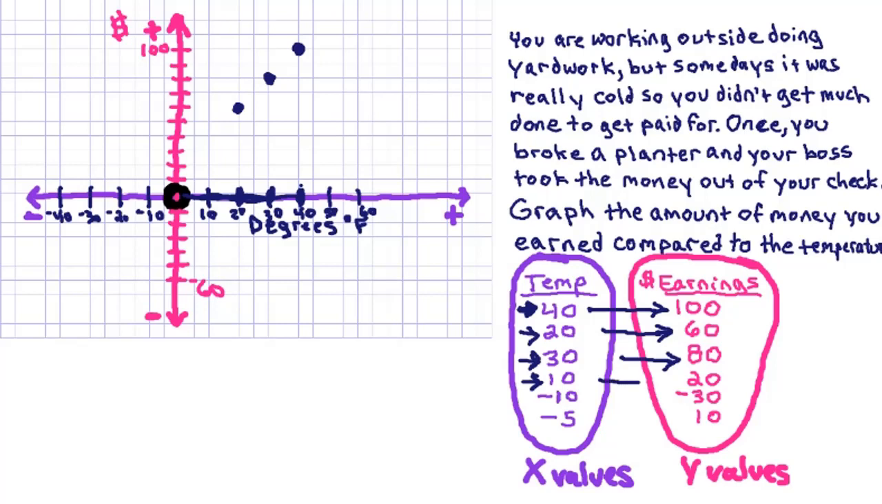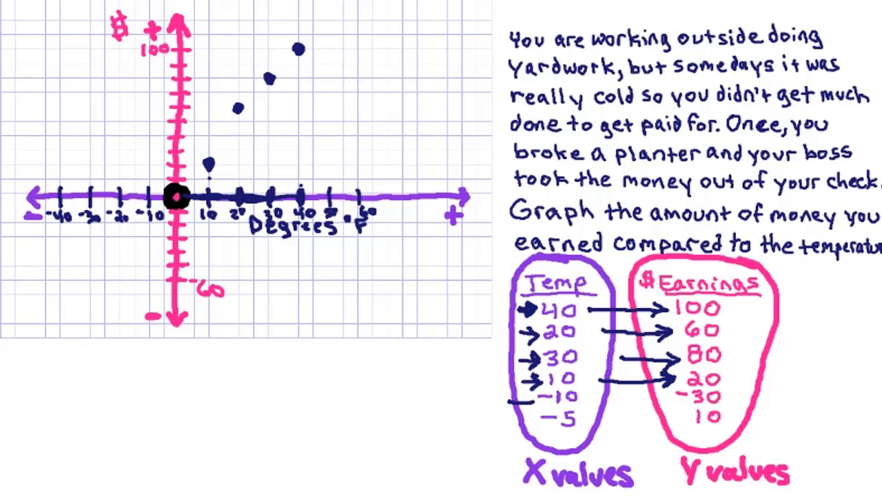Then on the fourth time you went out to work, it was 10 degrees outside, which is pretty cold. So you were moving really slow, and it's not like you could do a lot of flower gardening or anything, so you only earned $20 that day. So on your x-axis, you're going to go over to 10 degrees Fahrenheit, and you're going to go up to $20, and you earned $20 that day.